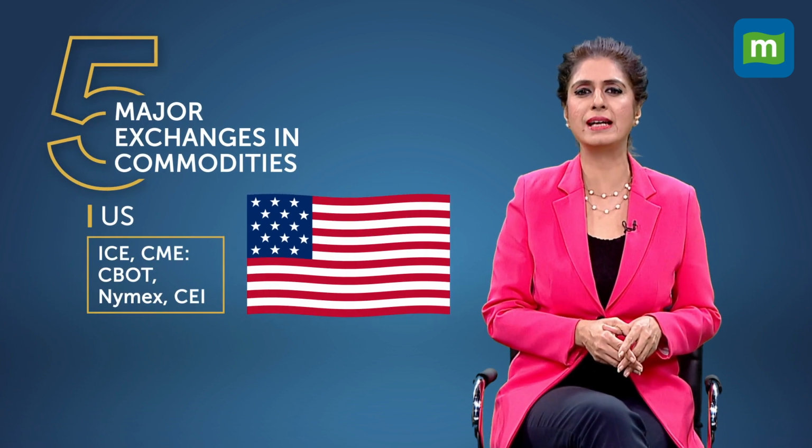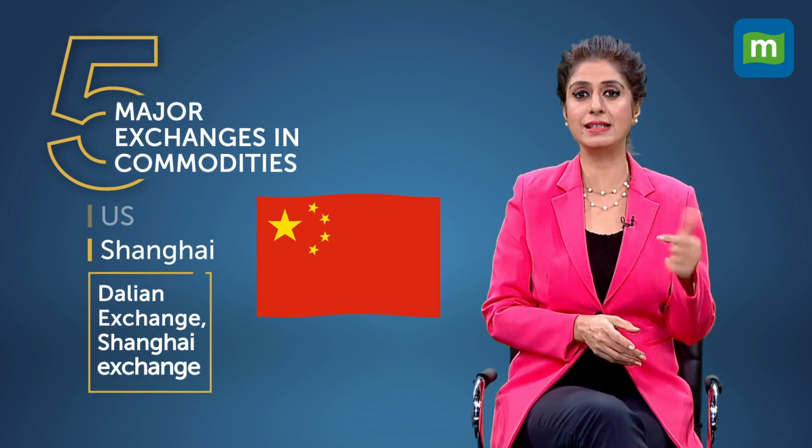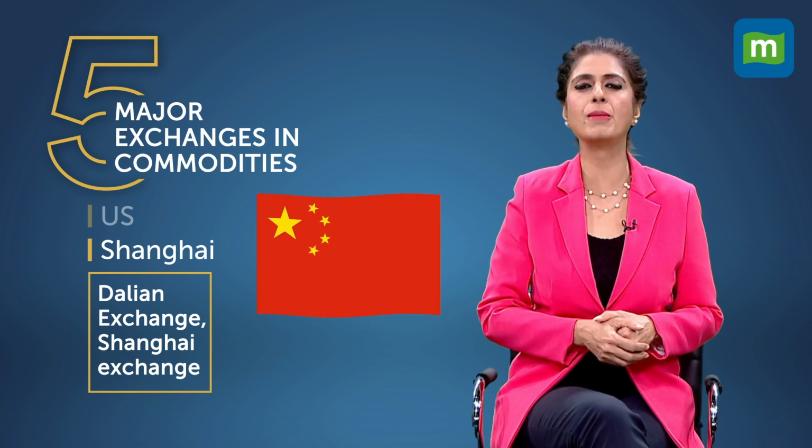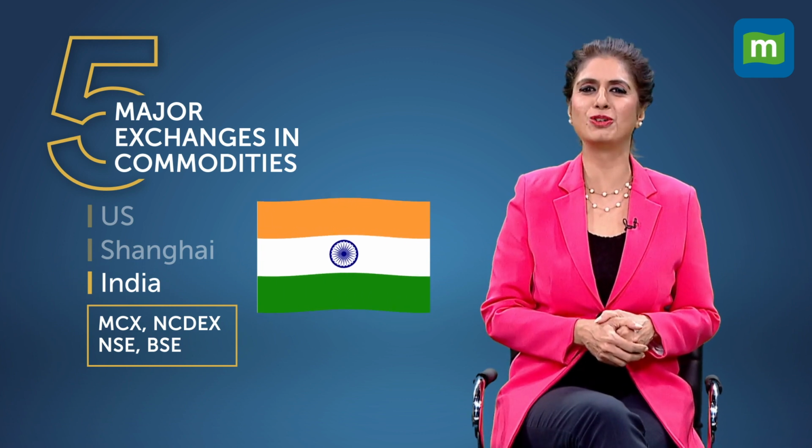The major exchanges in the commodities are in US, in Shanghai and in India as well. In the US markets, the major exchanges are ICE, CME, CBOT and NYMEX. In Shanghai, you have Dalian Exchange and Shanghai Exchange. This is where markets take reference prices from. Within India, we have MCX. This is where you have non-agro commodities trading. NCDX is where the agro commodities trade.